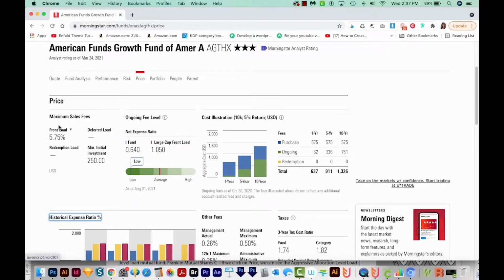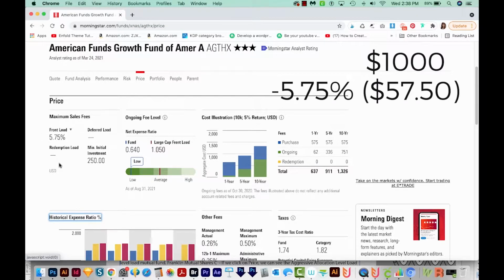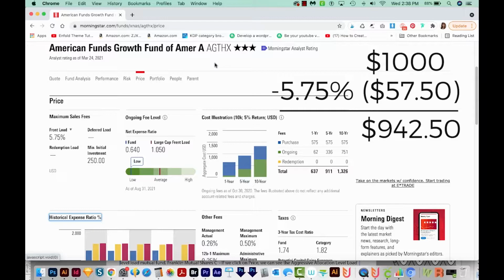So let's say you want to invest $1,000 a month into this mutual fund. You'll pay this load or the fee on that $1,000 every time you invest it. So basically, if the load is 5.75% like this one, you'll be losing $57.50 right off the top every single month. So instead of actually investing $1,000 a month in this fund, now you're only investing $942.50 a month. Not cool.